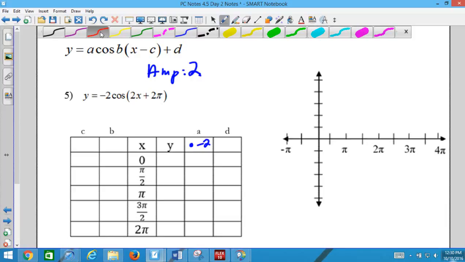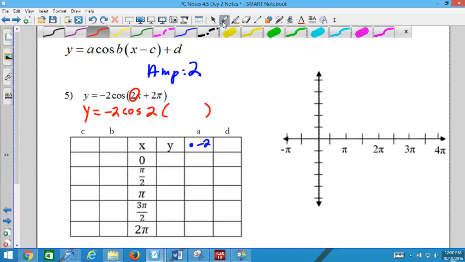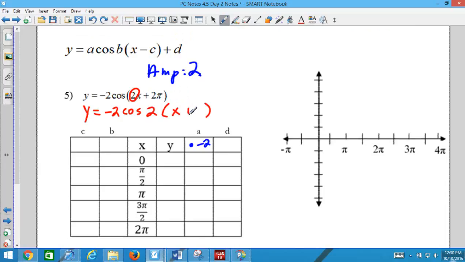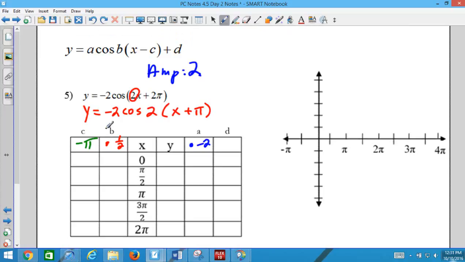We have to factor. We have y equals -2 cosine. You have to factor out the 2 and put that outside of the parentheses: x plus pi. You're just undistributing, so we're just factoring. Now, do we have a b value? 2. So that means for our b we're going to multiply by half, because we always do the x side opposite. And then do we have a c value? Pi. So then we are going to subtract pi.